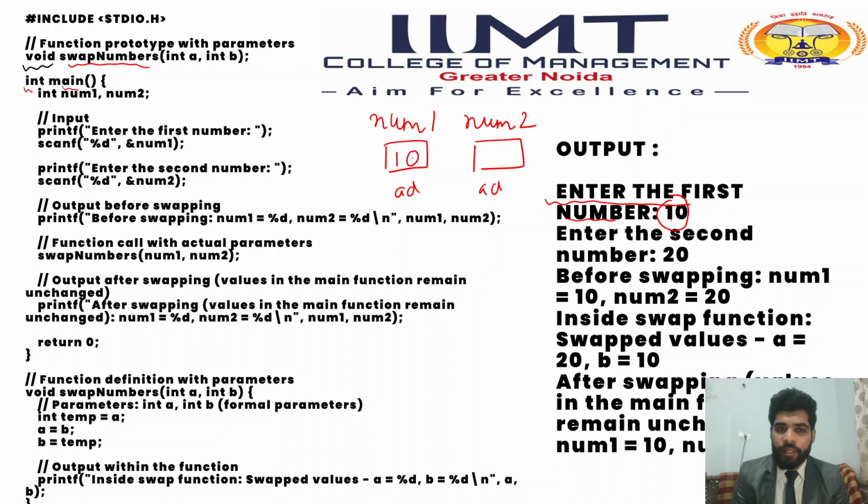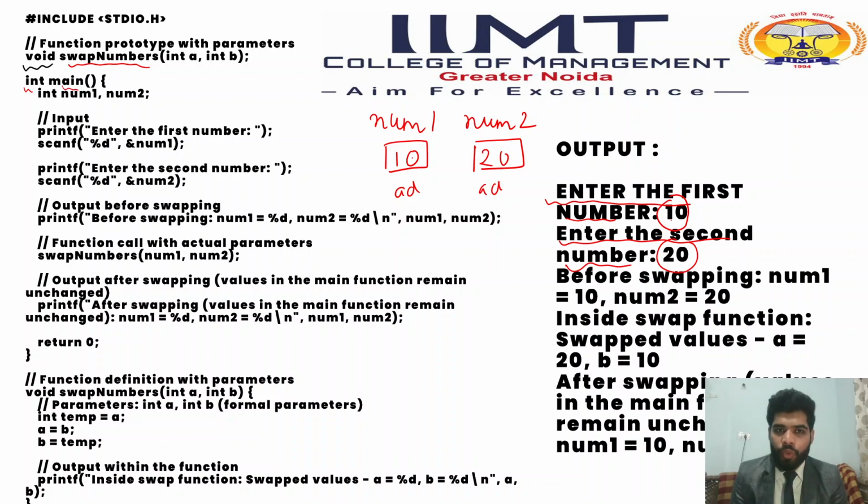After that, printf "Enter the second number". So the output will be as follows: enter the second number. The user has entered 20. We have written scanf("%d", &num2). That means store the provided value at the location of number2, at the address of number2. So we have stored 20 here. Now we have printed the output before swapping.